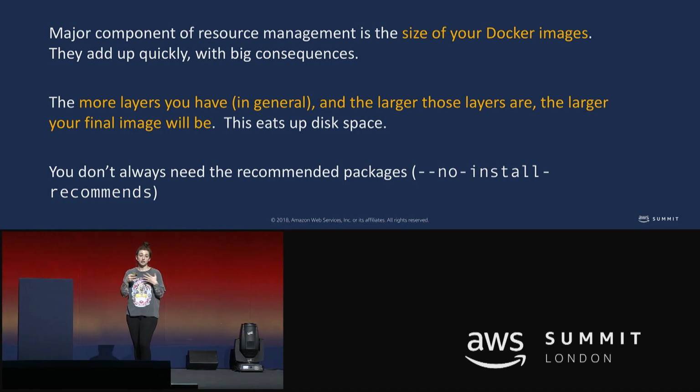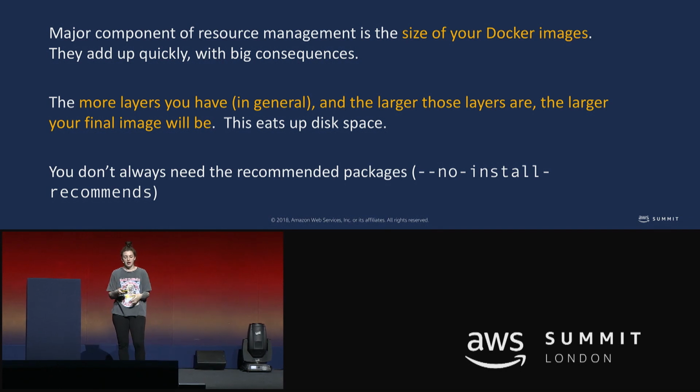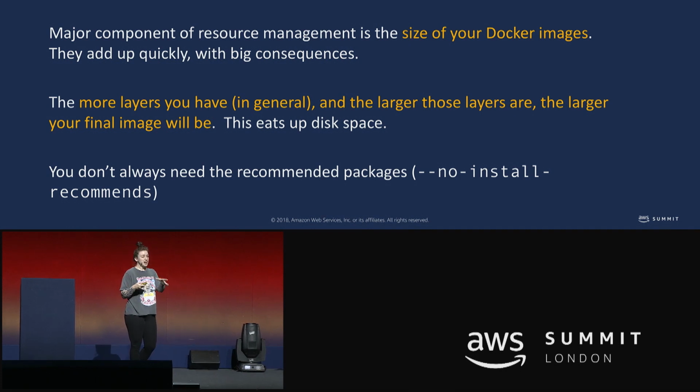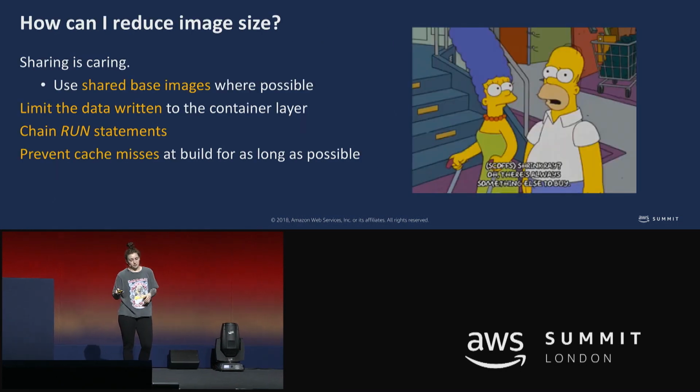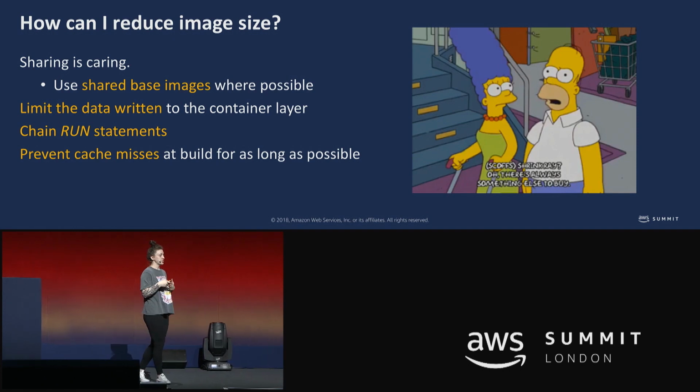So the more layers you have in general, and the larger those layers are, the larger your final image size will be. This kills your disk space. And this is actually kind of opposite to how I would write regular code, right? Because with regular code, I might comment things out. I might spread things out into more than one line when it makes it a little bit more readable. That's the opposite here. So we're going to talk about how we can reduce these sizes a little bit.